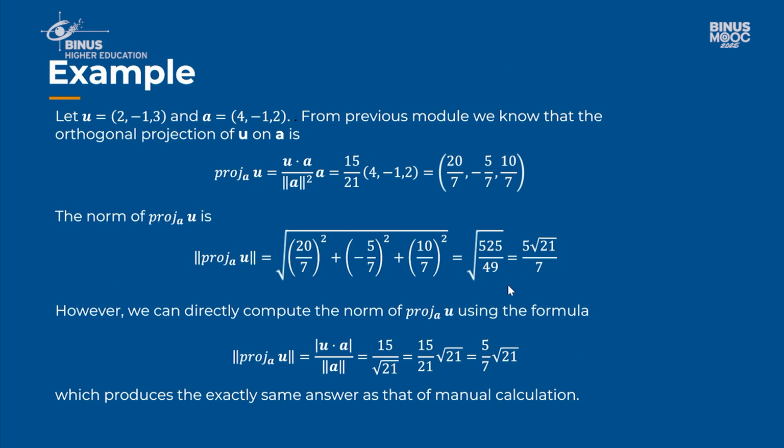However, we can directly compute the norm of the orthogonal projection of U on A without finding the vector first, by using the formula where the norm of the orthogonal projection of U on A equals the absolute value of U dot A divided by the length of A, or 15 divided by the square root of 21. Or we can simplify it as 5/7 times the square root of 21, which produces exactly the same answer as the manual calculation.